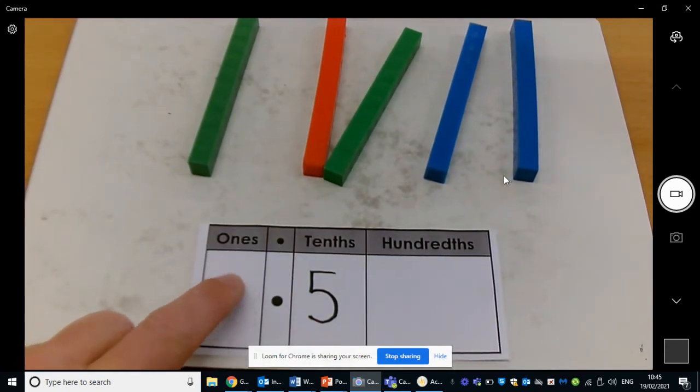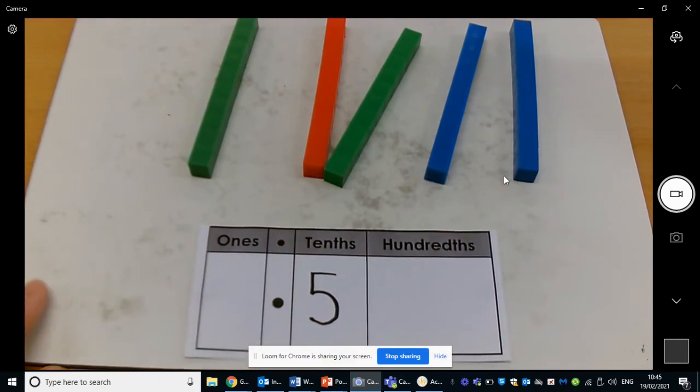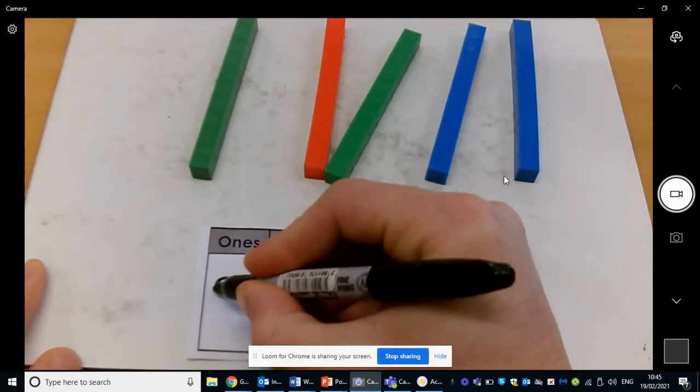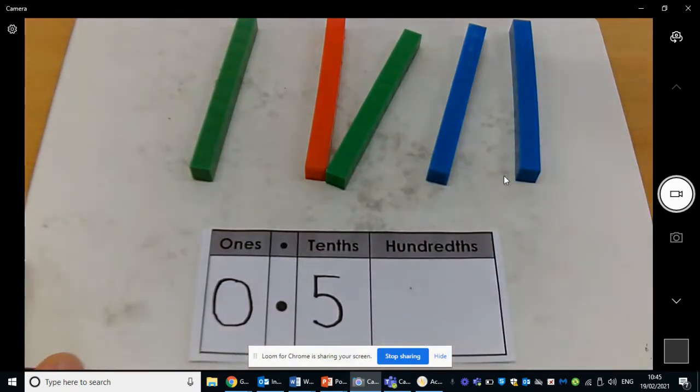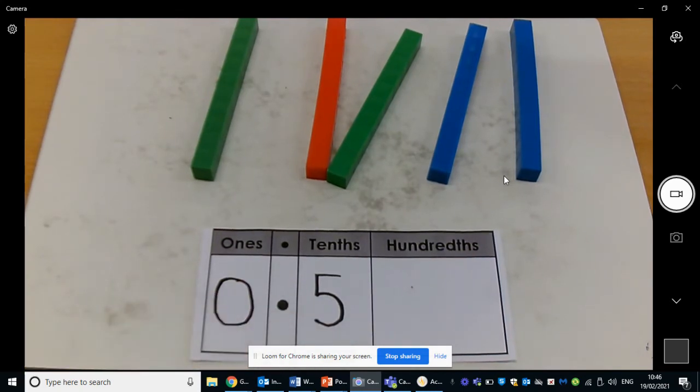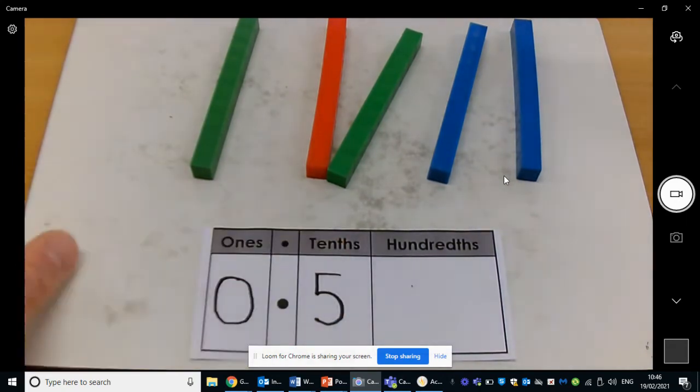However, before a decimal point, we should really leave a placeholder. So we're going to pop a 0 in there. So we can write it as 0.5, but it's best to leave the placeholder. Or if we were doing that as a fraction, can you tell me what that would be? It would be just 5/10, because there aren't any wholes, so 5/10.